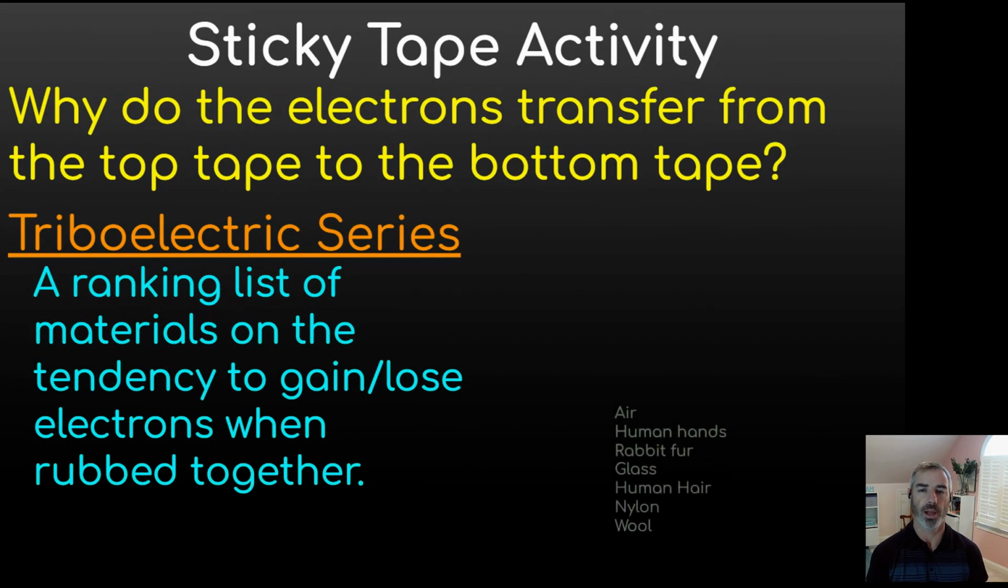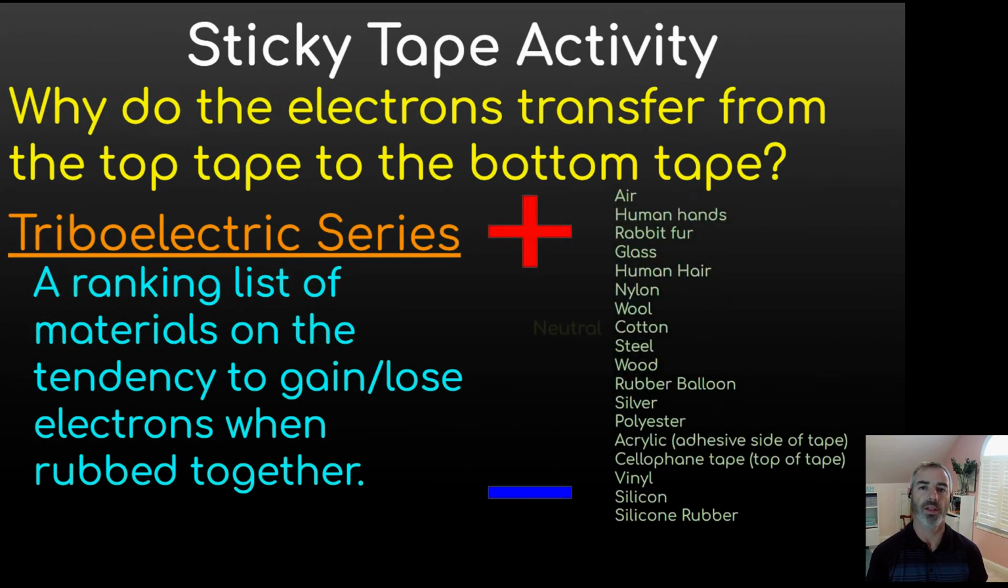Now, this is just some of the objects, and the further up it is on the list is more positive, and the further it moves down is negative. And the neutral object in the middle, cotton, this is why our clothes are made of cotton, because it doesn't hold charge very well. So we have less static in our clothing when it gets out of the dryer.